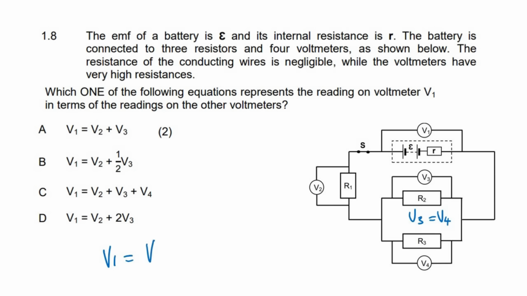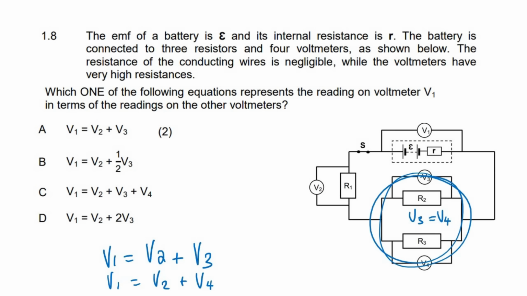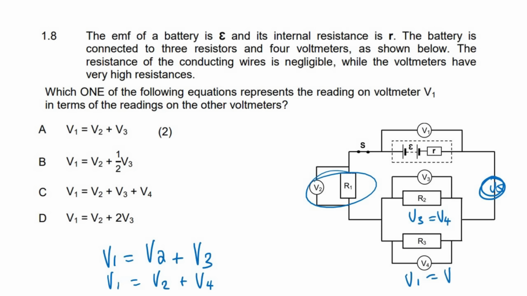So what I mean is the following. V1 will be equal to V2 plus V3, or you could say V1 is the same as V2 plus V4. So for this part over here, you only choose one of the voltmeters, okay? And your external voltage must always be equal to those added together. If we had another voltmeter over here, like a V5, then you would say that V1 is the same as V2 plus V3 plus V5, or you could use V2 plus V4 plus V5.